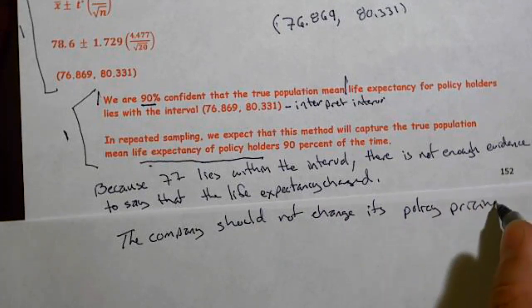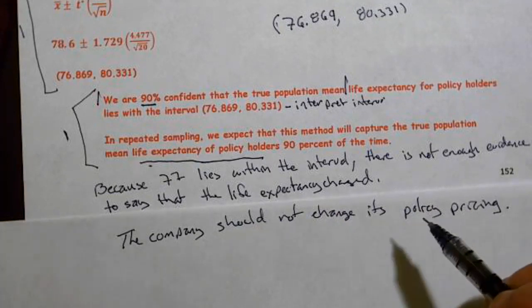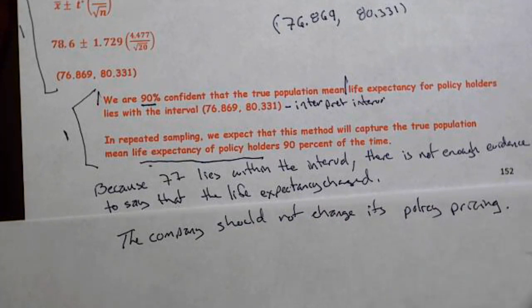The order you do that in is up to you. You could have said something like, the company should not change its policy pricing because 77 lies within the interval. There doesn't appear to be enough evidence to say that the life expectancy has changed.